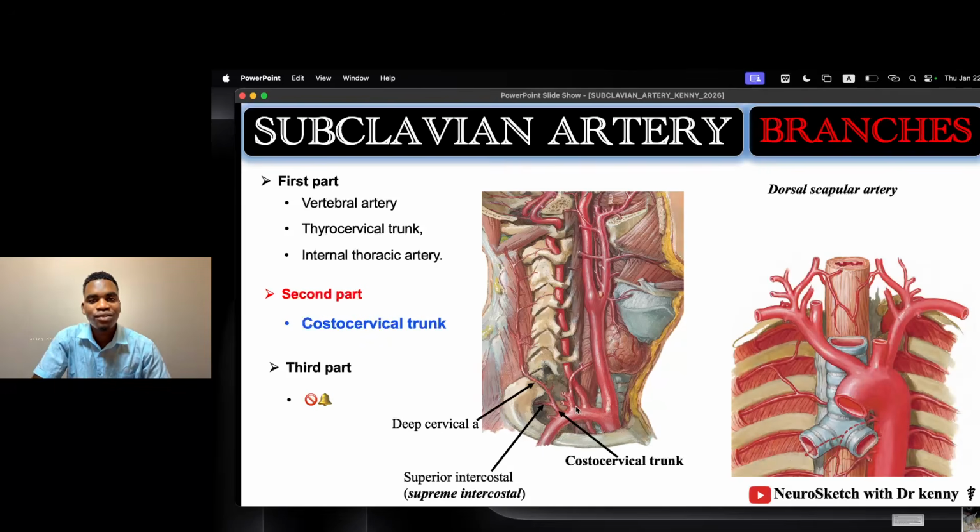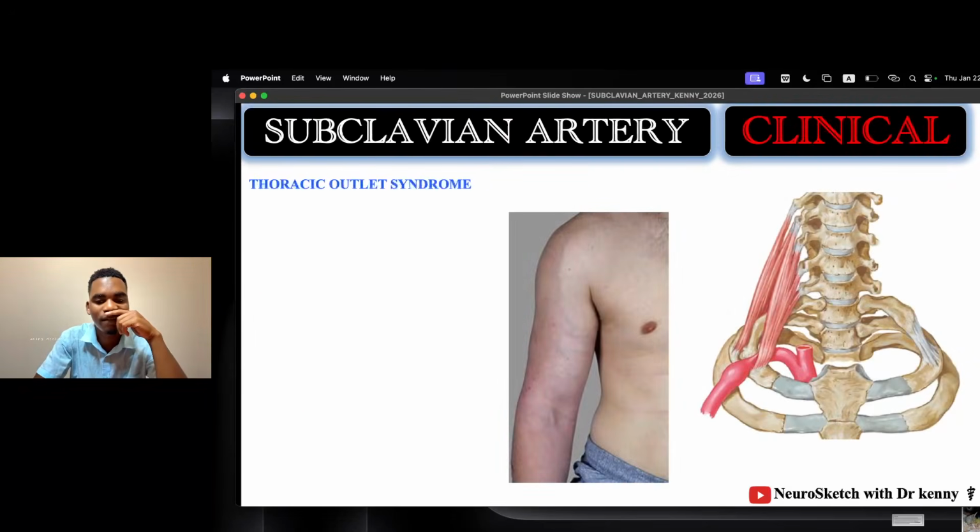What's so surprising today is that the third part of the subclavian artery has got no branch, and this is good news for you, right? It has got no branches or nothing to mention. So the subclavian artery should have 4 or 5 branches depending on the origin of the dorsoscapular artery. The dorsoscapular artery can come directly from the subclavian artery, but can also be a branch from a certain branch of the subclavian artery.